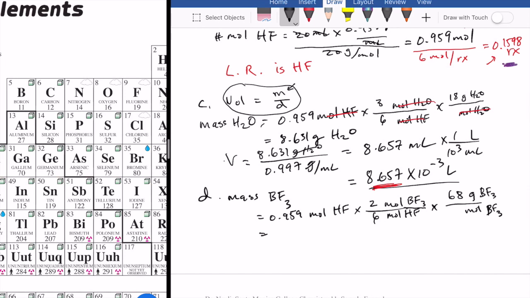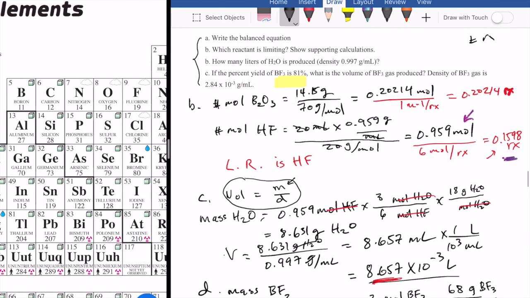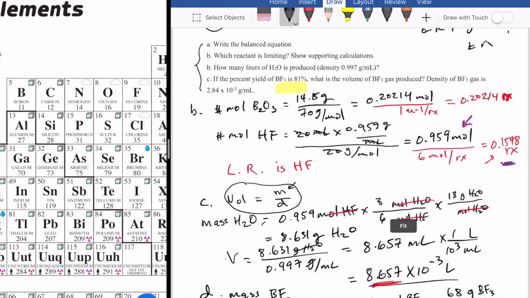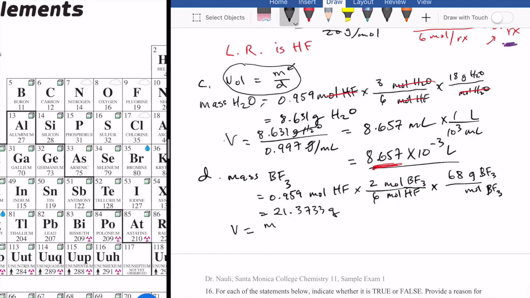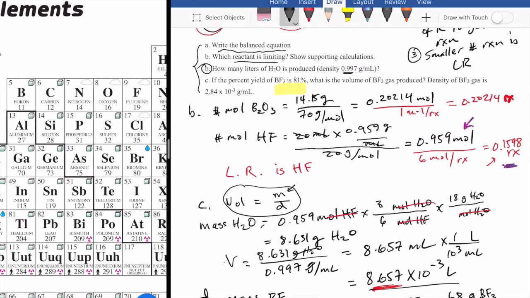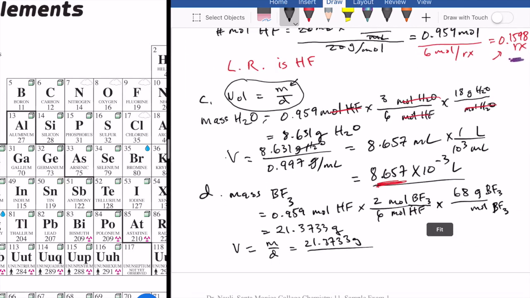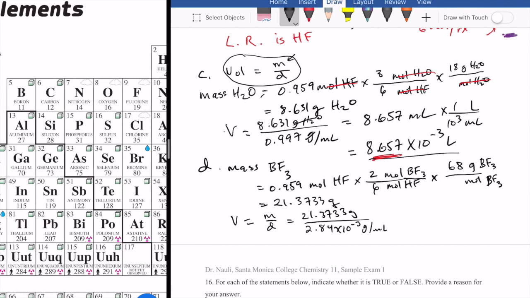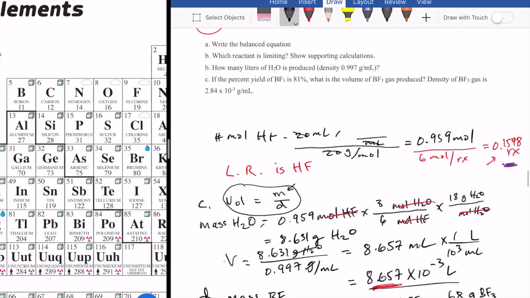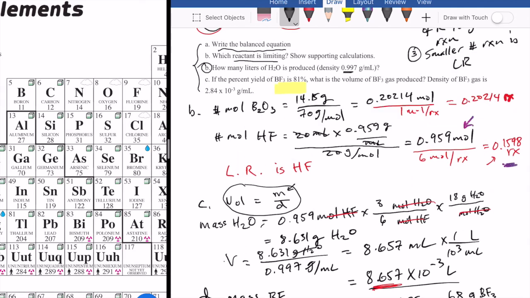So then the mass here is 21.37333 grams. And then what they're asking us for is volume. The volume is going to be mass over density. So 21.3733 grams. Density, we were told, is 2.84 times 10 to the minus 3 grams per mL. You're going to get 7653.99 milliliters.